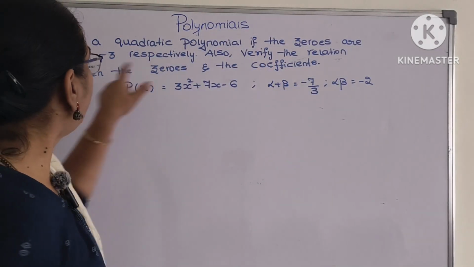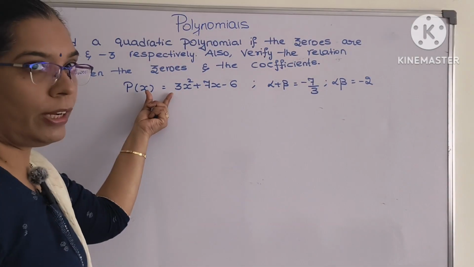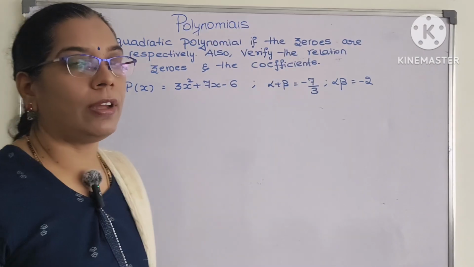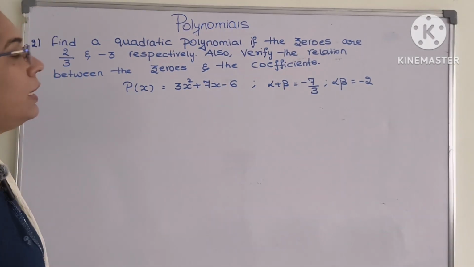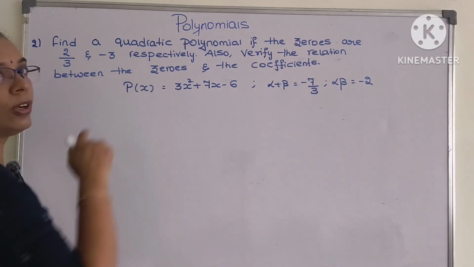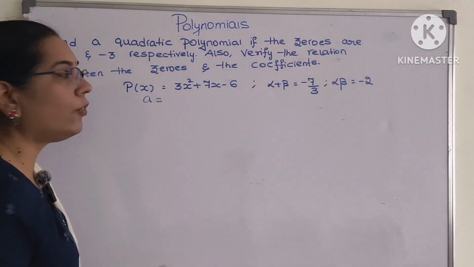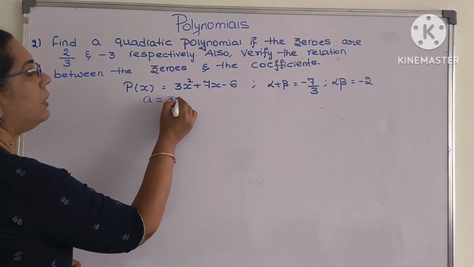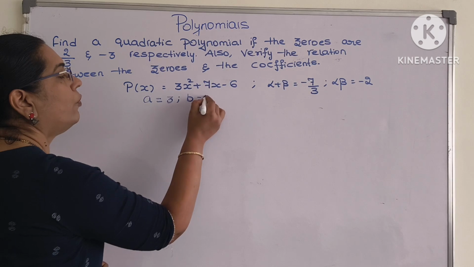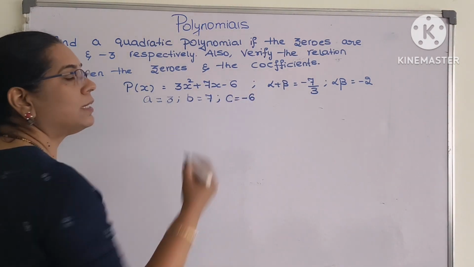Now to verify the relation between the zeros and the coefficients, let us write the quadratic polynomial we framed, and then alpha beta and alpha plus beta. Now he is asking us to verify the relationship. When you have the quadratic polynomial, what is the value of a? A is the coefficient of x square, so it is 3. What is the value of b? B is 7, the coefficient of x. The constant is c, which is minus 6.